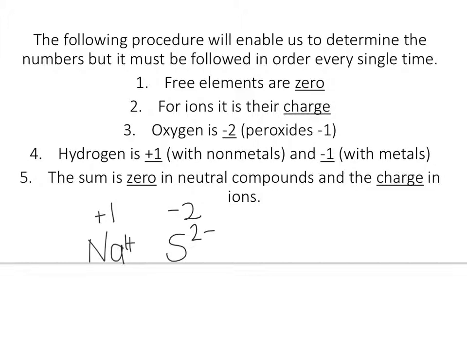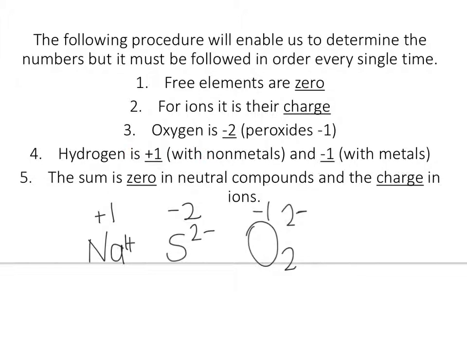Oxygen is always a negative 2, and peroxides are negative 1. Peroxides are where you've got O2, but it overall has a charge of 2 minus. In this case, the oxygen's oxidation number can be -1. So normally oxygen's a -2. Sometimes, though, you'll see -1.